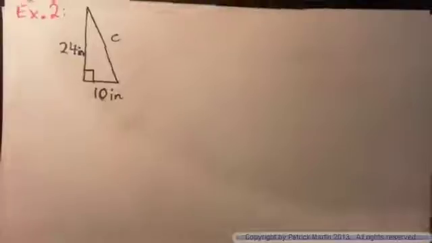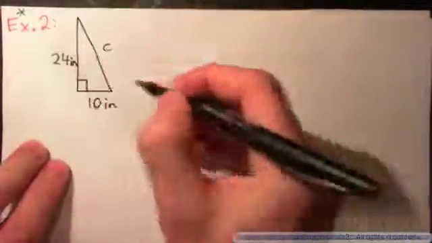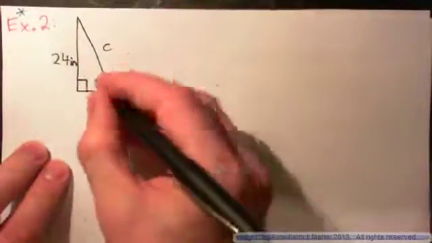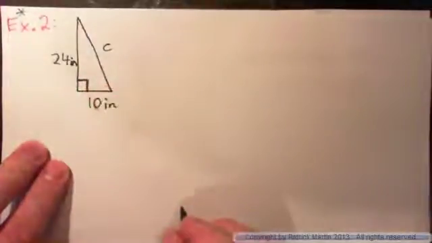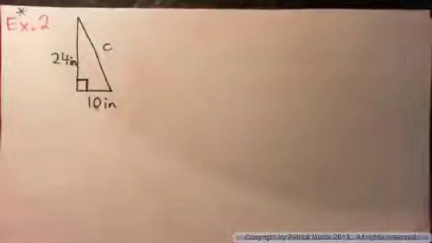Okay, let's go on to example 2. We've got this triangle, and it has a right angle like that, and it's 24 inches in this direction and 10 inches in that direction, and we want to figure out the length of C. And you know what, just for fun, go ahead and press pause and see if you can figure it out.